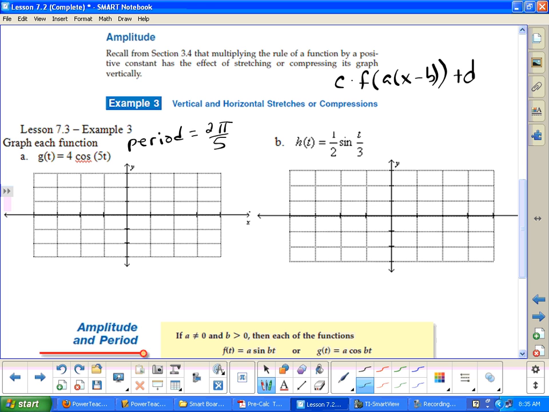So that means I'm going to do this. All right, we're going to go, and what does the 4 tell us? Okay. That's a vertical stretch, right? So that means the maximum value is going to be 4, and the min is going to be -4, right? So we're going to go up here to 4, down to -4. And now since our period is 2 pi over 5, I'm going to put 2 pi over 5 and -2 pi over 5 in my last values. Because that's how long one cycle is, right?